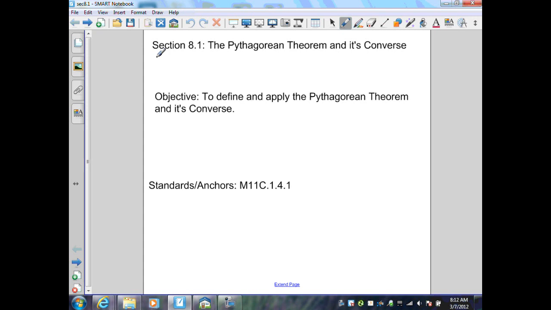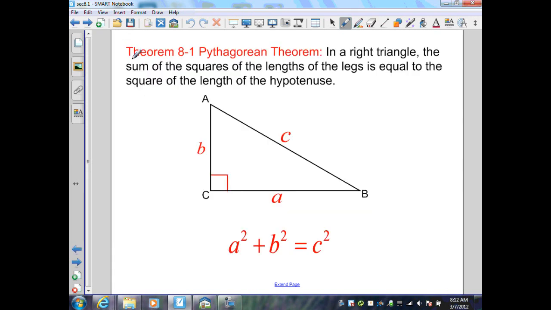Section 8.1, the Pythagorean Theorem and its converse. Theorem 8.1 is the Pythagorean Theorem, and it states in a right triangle, the sum of the squares of the lengths of the legs is equal to the square of the length of the hypotenuse.